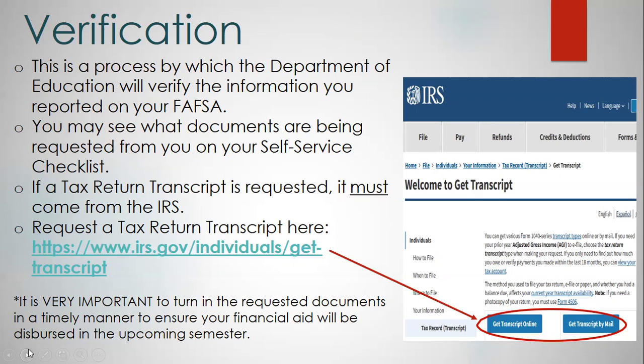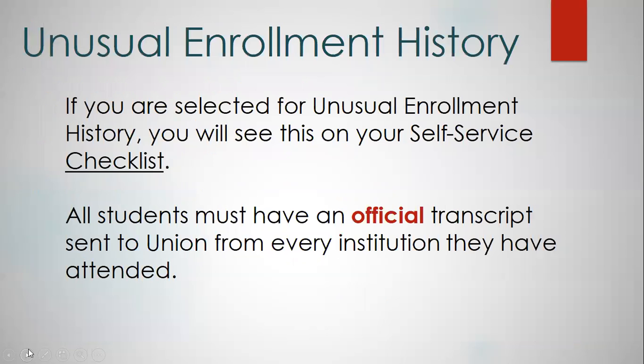Again, this goes back to don't get dropped. You need to have all of your financial aid information into the financial aid office before classes start to ensure that you are not at risk of being dropped from your classes for having a balance. If you're pulled for unusual enrollment history, contact your advisor or program coordinator, and they will send you all the documentation that you need to fill out.